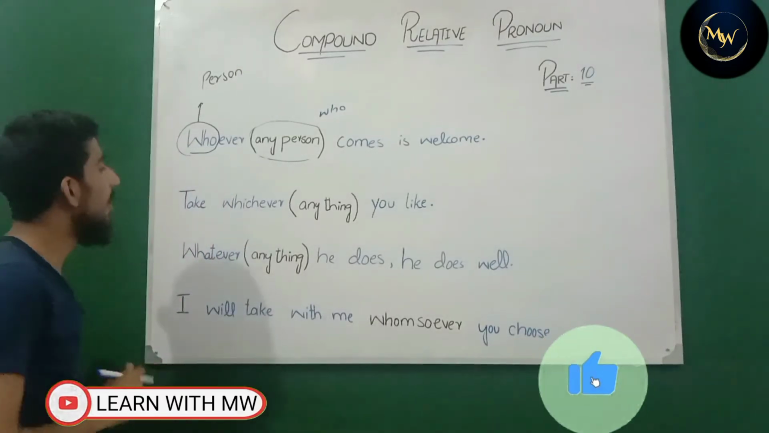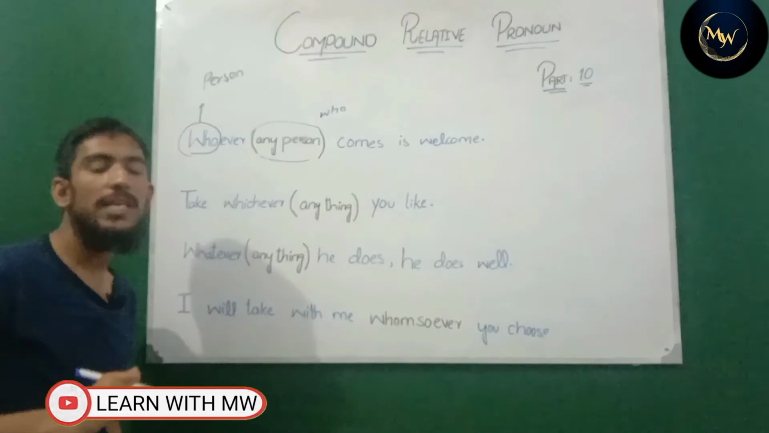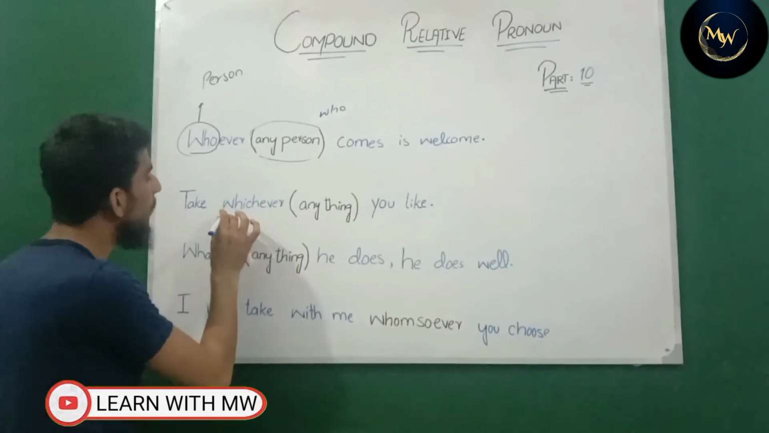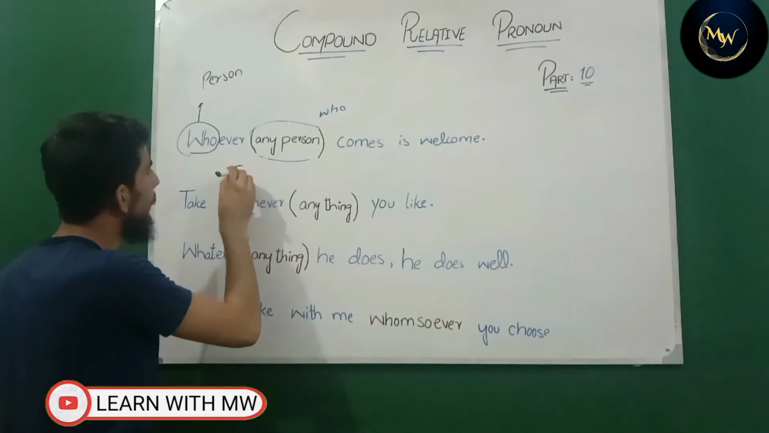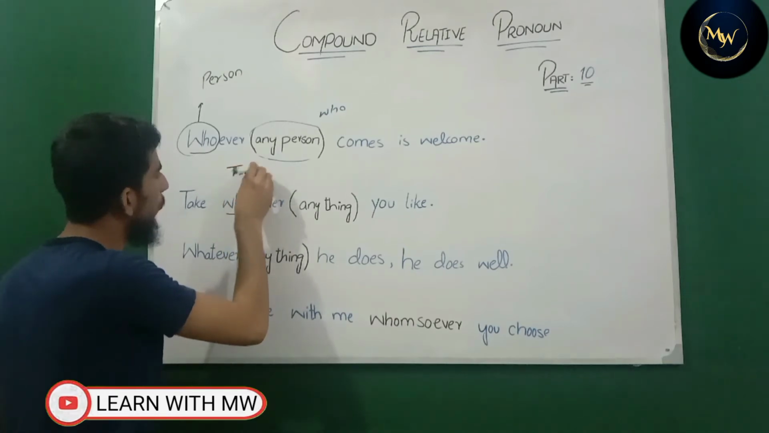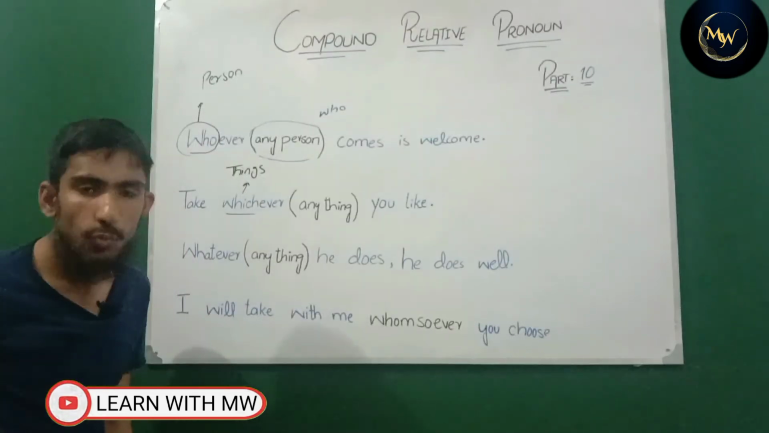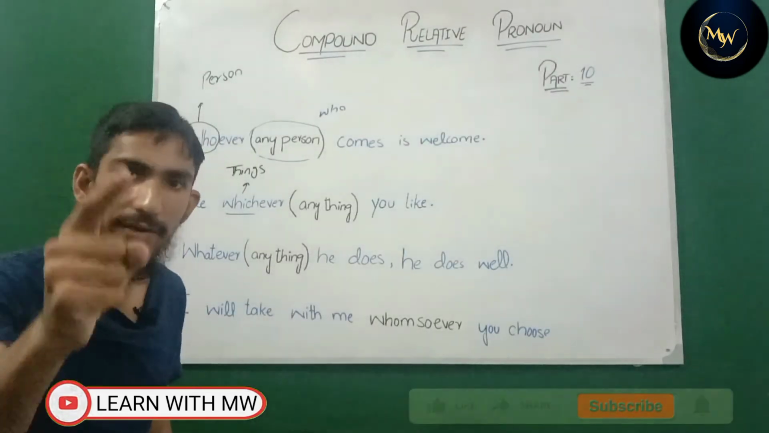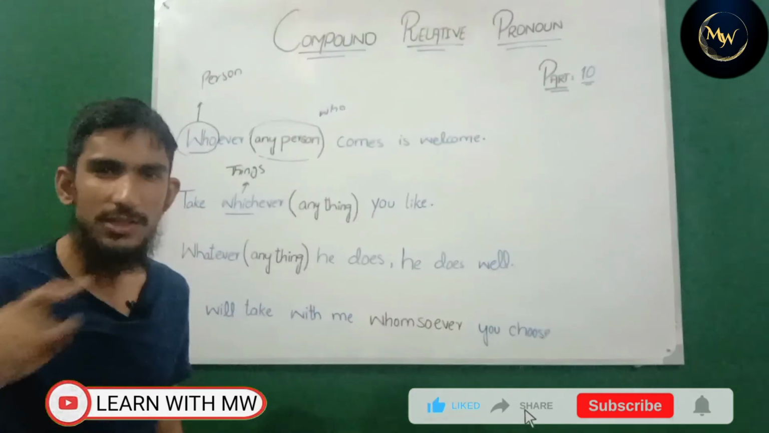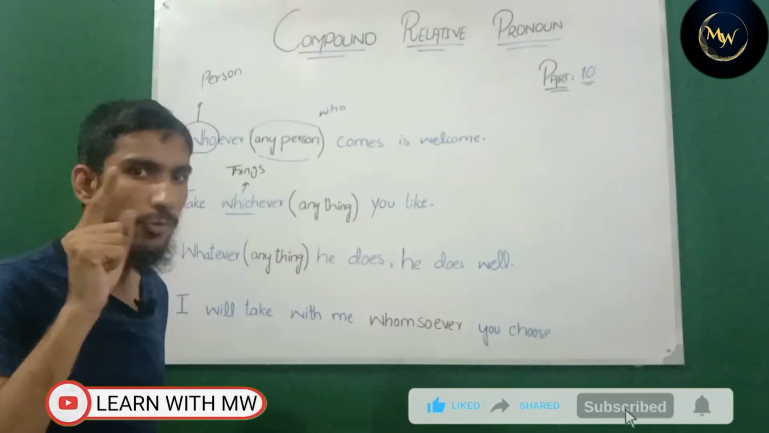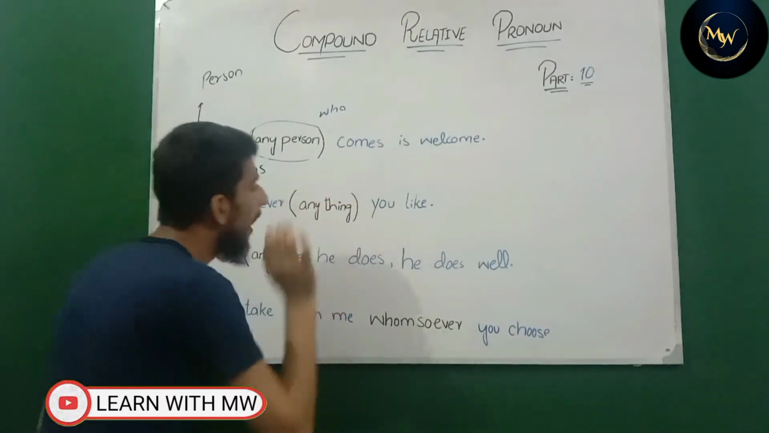Hope you guys understand. Look at: take whichever you like. I mentioned in the usage of the relative pronoun which that which is used to show things without life. We discussed it in part 8 in a very grammatical and conceptual way. So if you missed that video, go to the channel and watch it. You will have full grip on relative pronoun uses.